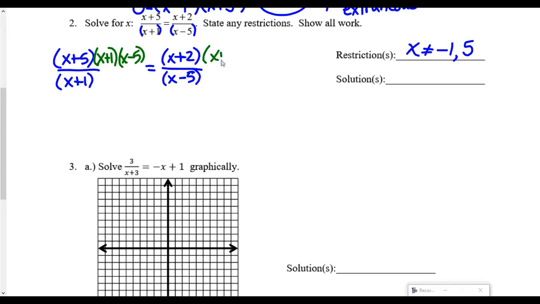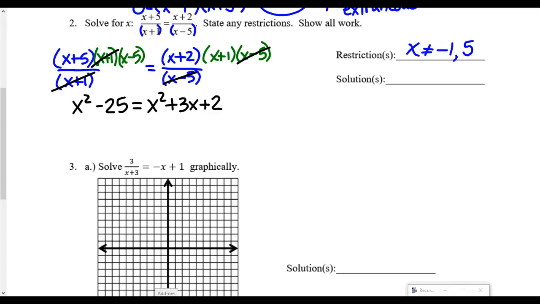This is the same result as if you had done what some of you call cross multiplying, because when I go to reduce here, I have x plus 5 times x minus 5, which if I multiply that out, the difference of squares is x squared minus 25. Over here on the right, I have x plus 2 times x plus 1. I can either do the area model or just multiply it in my head. The middles would go to 3x, and then the ends give me 2.